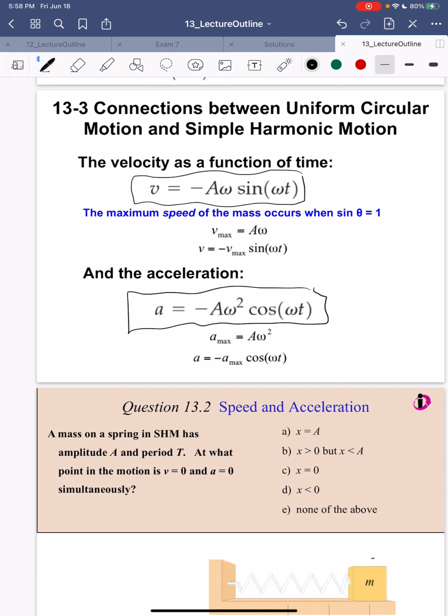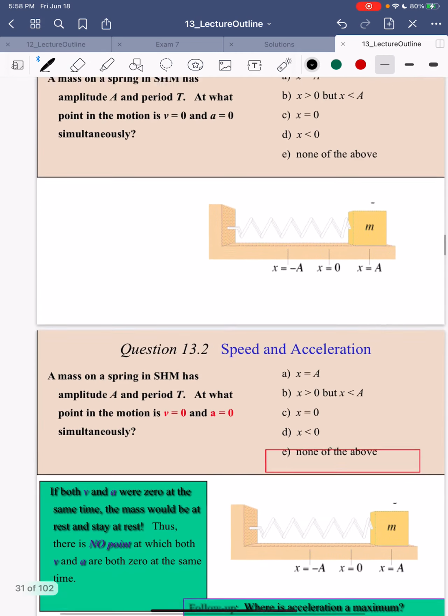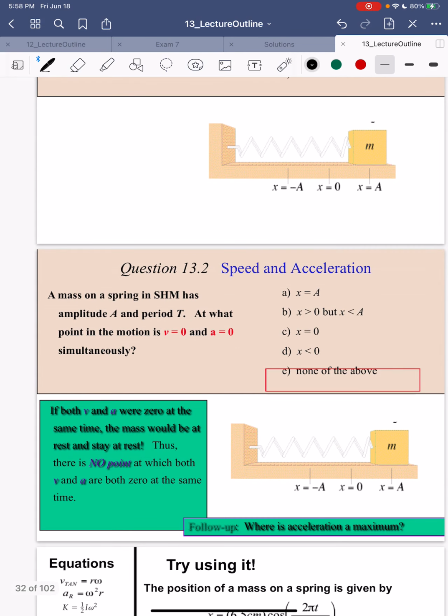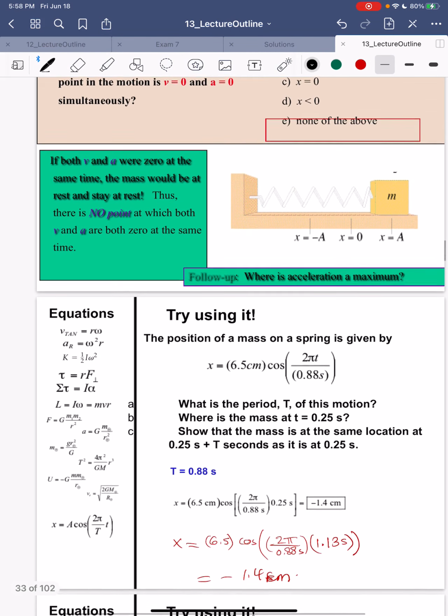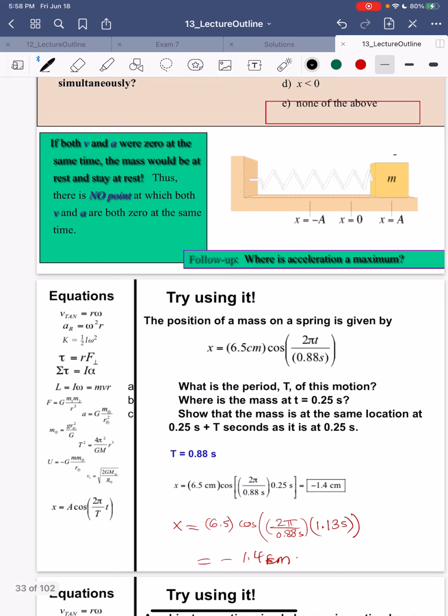Now, a mass on a spring in simple harmonic motion has amplitude A and period T. At what point in the motion is v equals 0 and a equals 0 simultaneously? We don't have that point at all because they are opposite. When the acceleration is maximum, the velocity is 0, and when we have the velocity maximum, the acceleration is 0. Then there is no point at which both v and a are 0. This is what I was talking to you about.